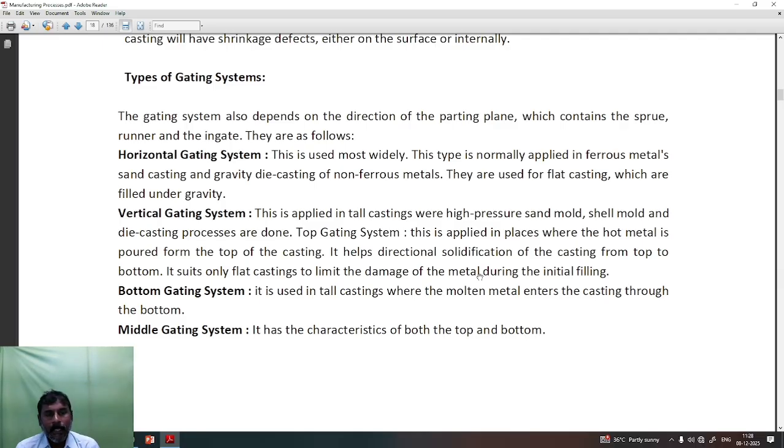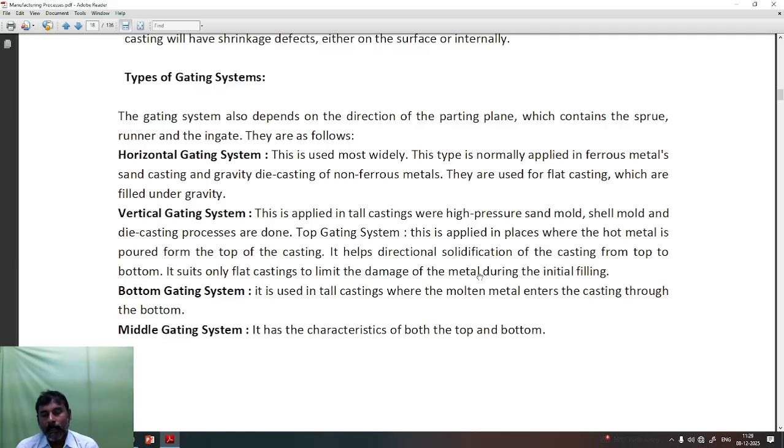So horizontal gating system is the most widely used type, normally applied for various ferrous metals, sand casting and gravity die casting of non-ferrous metals that are used for flat castings which are filled under gravity. Vertical gating system is applied in tall castings where high pressures and mold and die casting processes are done.